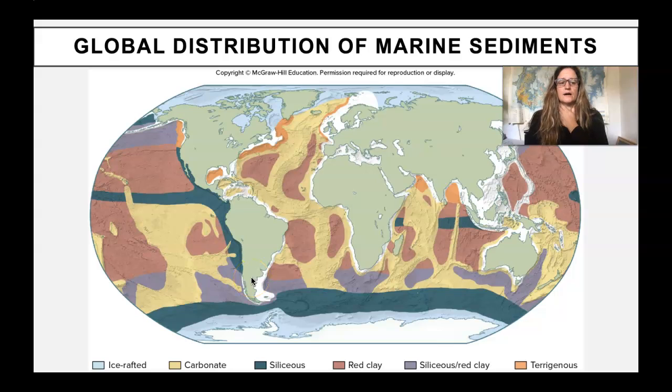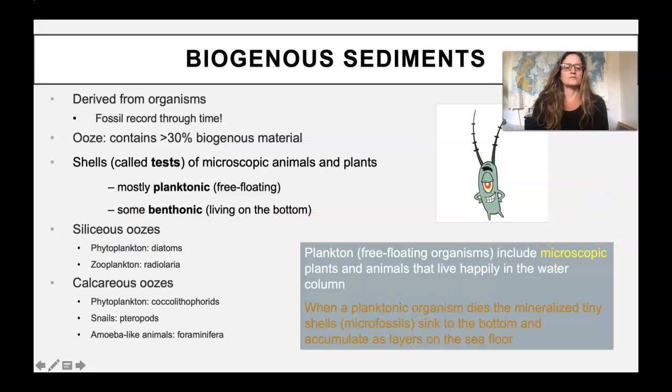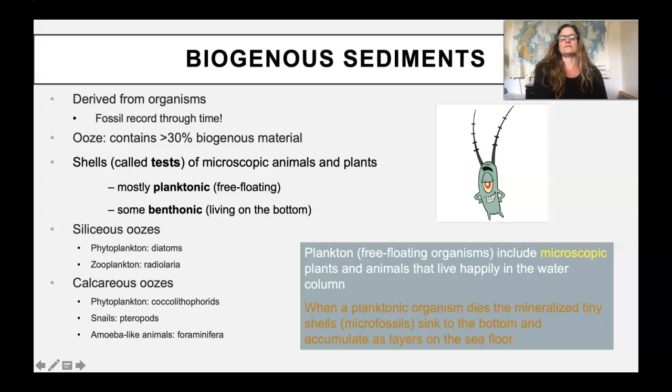All right, we're going to look at the biogenous sediments now. We'll start with just what are biogenous sediments, and then look at the carbonates, which on this map are in yellow. And then we'll look at the siliceous sediments, which on this map are kind of that dark teal. Biogenous sediments, just like the name implies, are generated by biological activity. And they're a handy-dandy record of fossils over time, so a fossil record.